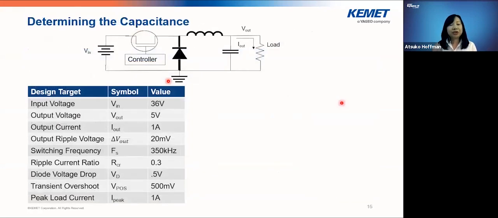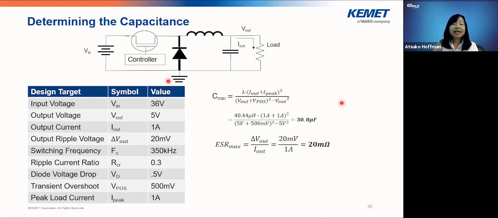Now we're moving on to capacitors. You may think that choosing an inductor may be tricky and choosing a capacitor may be easy. In reality, it is not that simple. Here we have the same buck converter configuration as we just went over for inductors. You can see the same design parameters, input voltage, output voltage, switching frequency, this and that. When you plug these numbers into this equation, you can get the minimum required capacitance, 30.8 microfarad, and an ESR maximum of 20 milliohm.